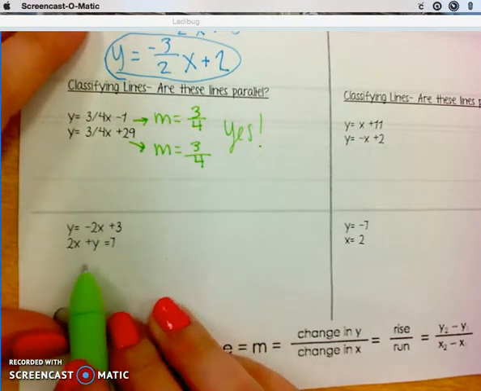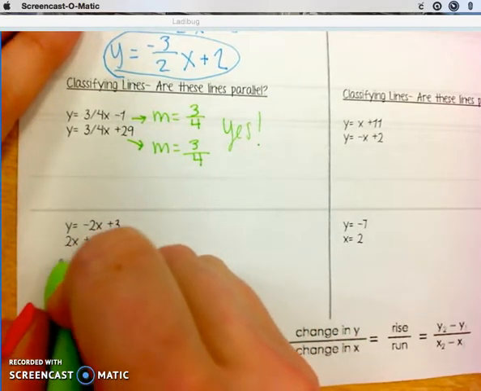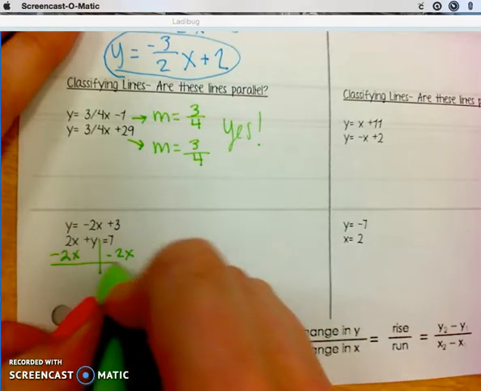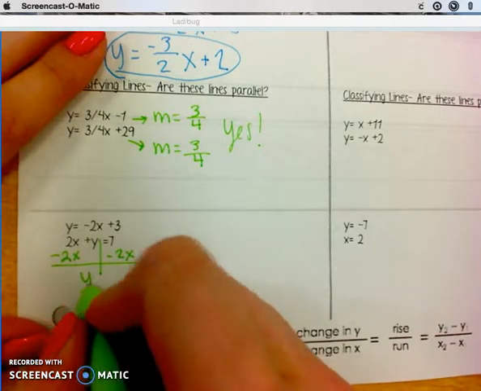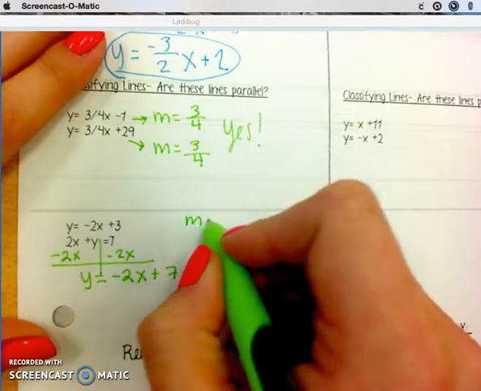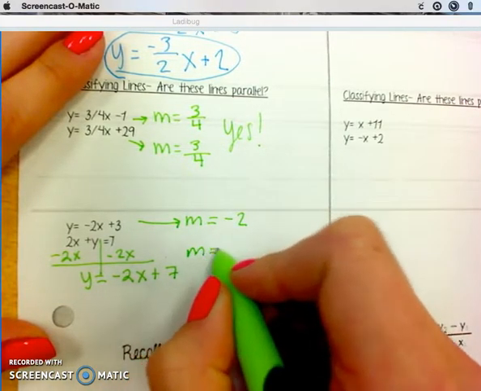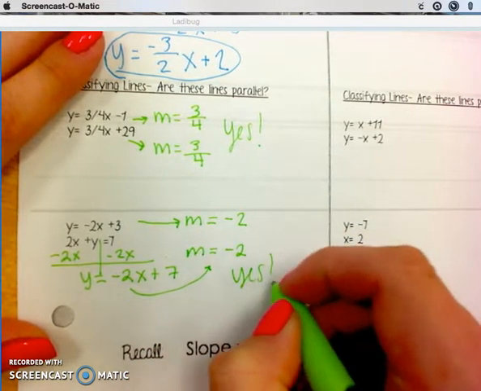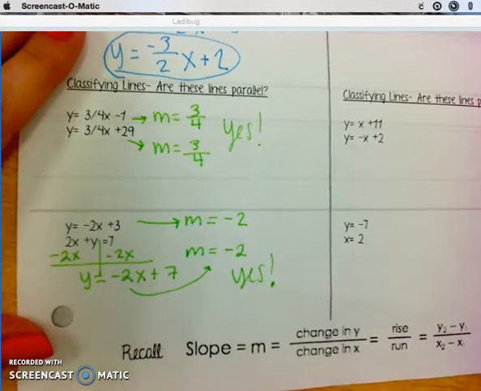Okay, let's look down here. Are they parallel? Well, we have one in standard form and one in slope-intercept form, so let's make this second equation into slope-intercept form so that we can compare, because I really can't tell what the slope is from here. So I'm left with y equals -2x plus 7. The slope of the first equation is -2, and the slope of the second equation is -2. So yes, these are also parallel, but I wouldn't have known that unless I put it in slope-intercept form.